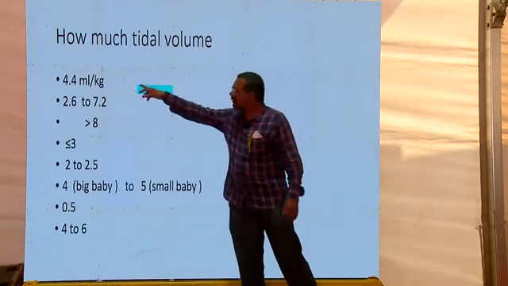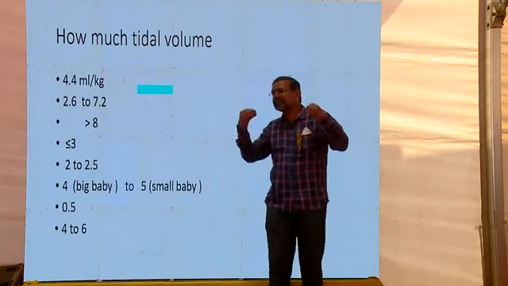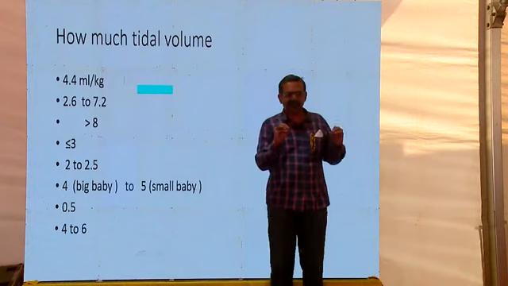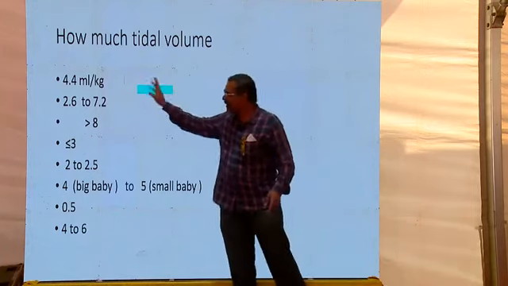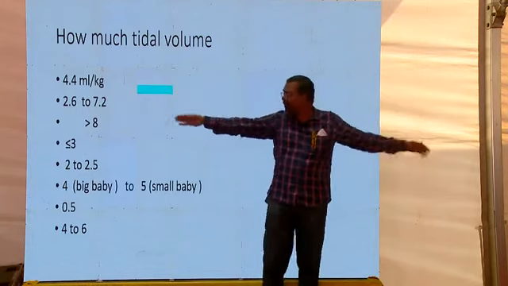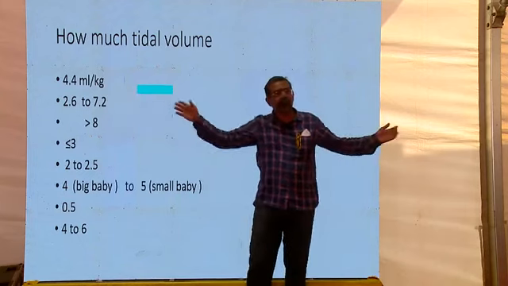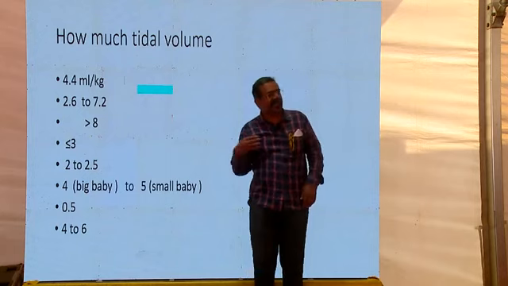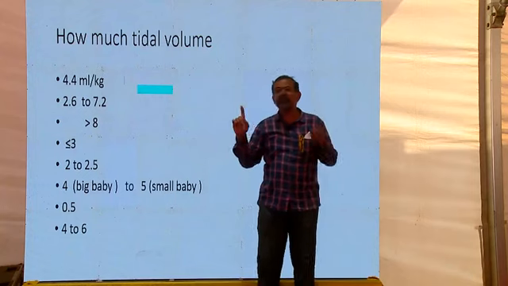What is this figure? 4.4 ml per kg is the average tidal volume of a spontaneously breathing baby on CPAP. The range is such a wide one. In the same study, the range was 2.6 to 7.2. So whatever volume you are giving, 4 ml per kg, 5 ml per kg, may be adequate or excessive depending on CO2. CO2 is the king here.